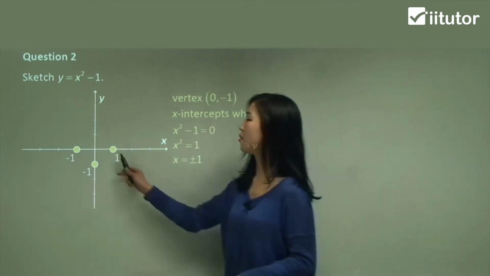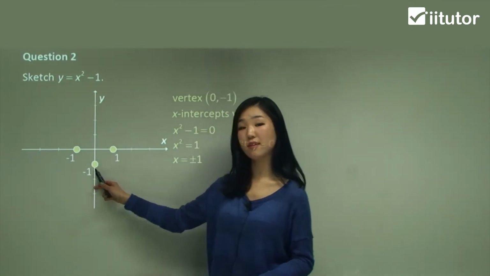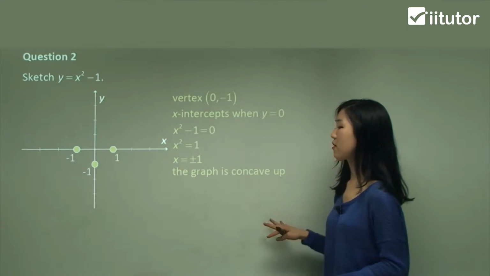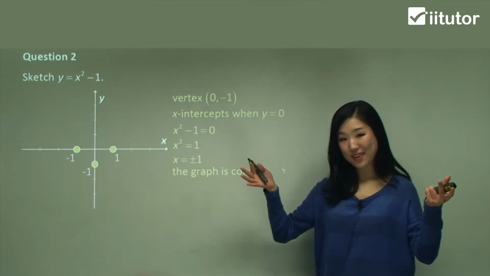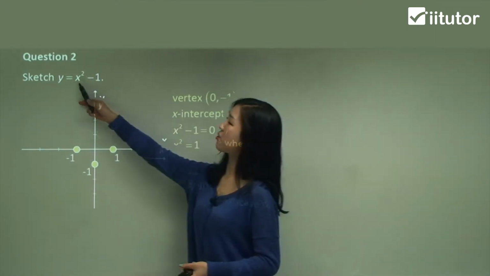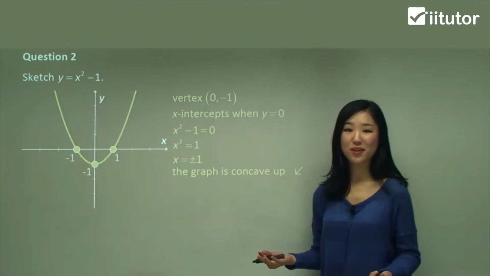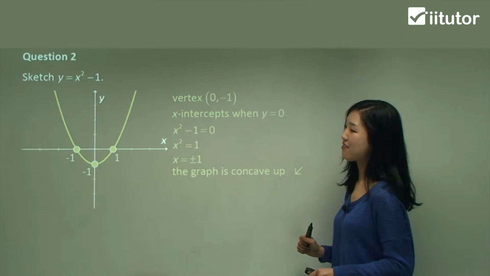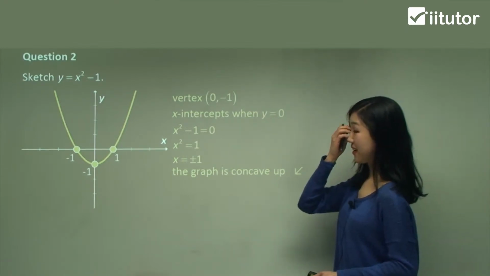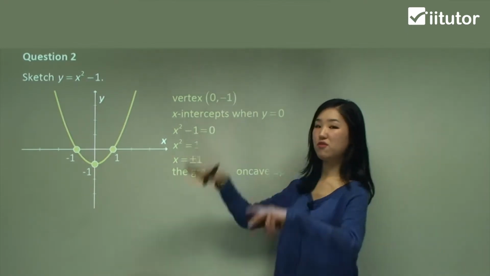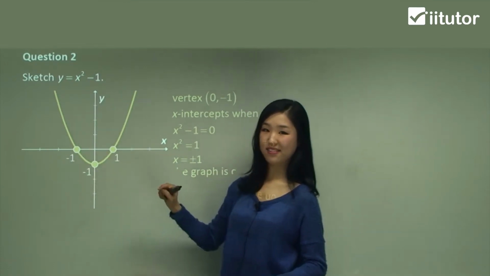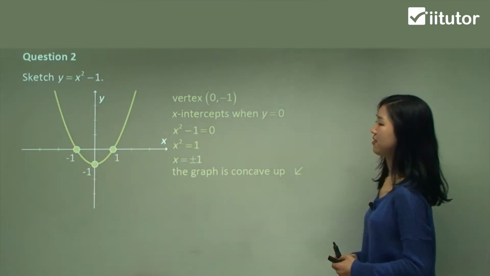So it's going to pass through all these points, and remember that's the vertex. We should also know that the graph is concave up again, so it's happy again, because the coefficient of x squared is positive. All I need to do is join those points and make it a happy concave up parabola. Can you see that? Because we shifted down, we have some intercepts for the x. So that's all there is again, very simple.